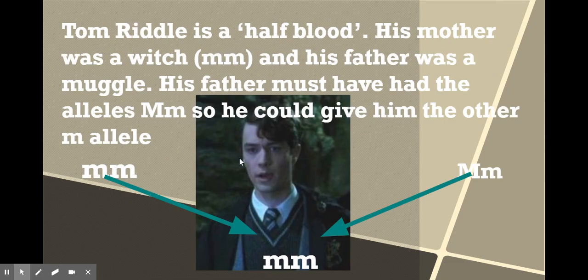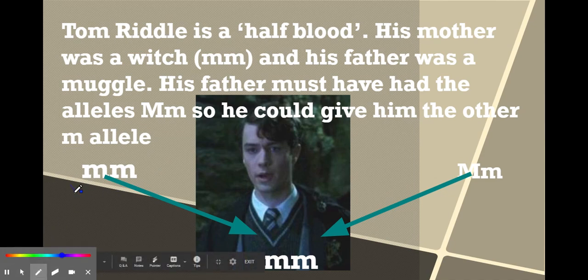And let's have a look at the last one. Let's have a look at Tom Riddle, the old Voldemort himself. So he's a half-blood. His mother was a witch, and his father was a Muggle. So his father had the Muggle gene, but he must have had a magic gene as well in order to pass it on to Tom. So Tom has two genes so that he can have the magic powers as well, and the alleles.